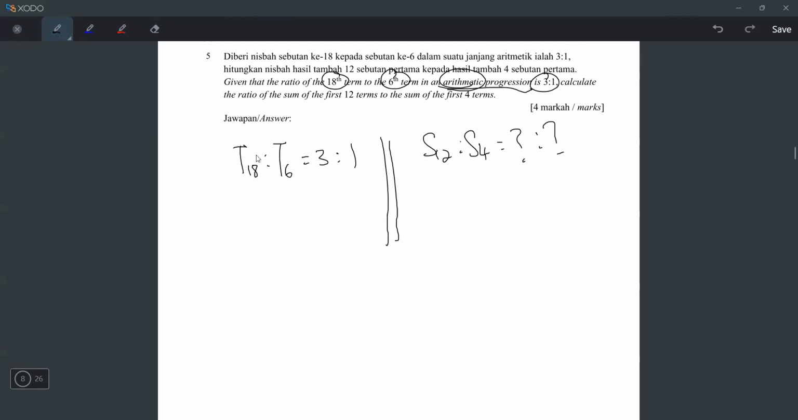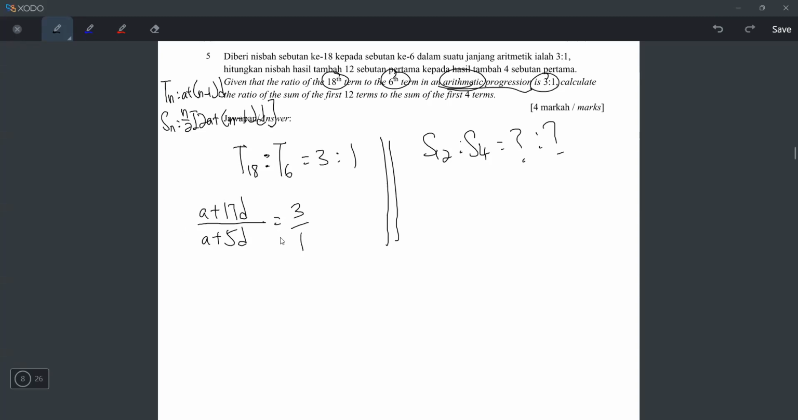So we all know this is arithmetic, and what's the Tn formula? a plus n minus 1 d. And what about Sn? n over 2 big bracket 2a plus n minus 1 d. This is the formula. So if I say T18, it means a plus 17d. And if I say T6, it means a plus 5d. But I mentioned before, this ratio can change to a fraction. So T18 ratio T6 means T18 over T6, like this. And the 3 ratio 1 is actually 3 over 1.